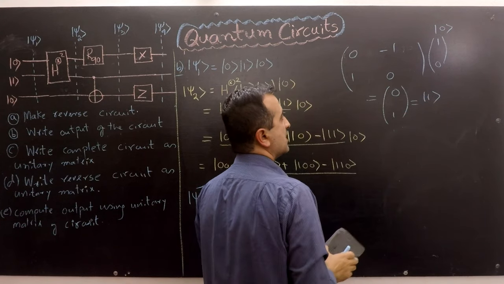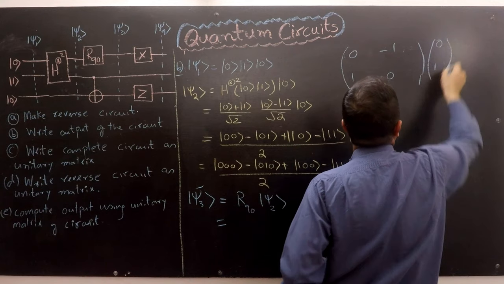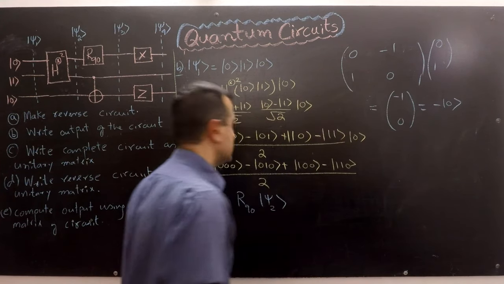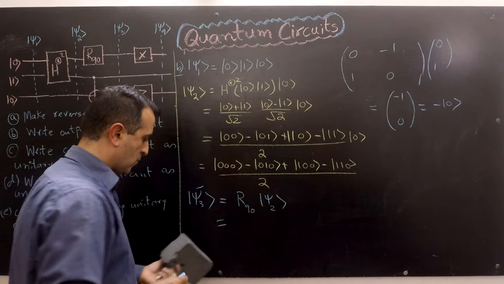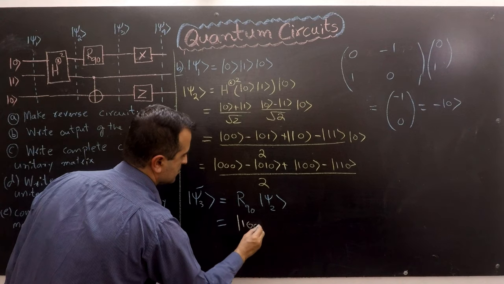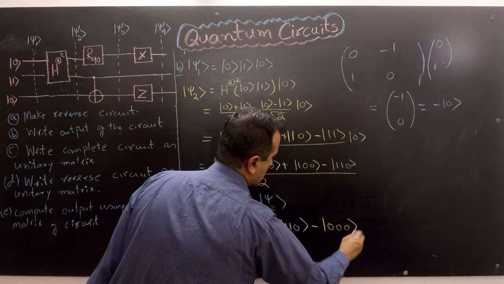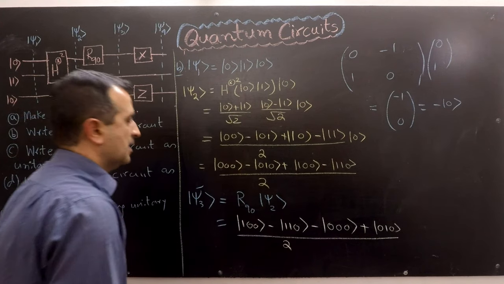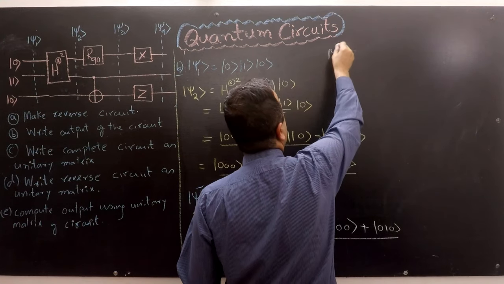Similarly, I apply this rotation gate on |1>. In this case, I have here |1>, which is (0, 1), and my answer is going to be (-1, 0). And this is equal to minus |0>. So whenever I find |1>, I'm going to change it to minus |0>. So my output of |ψ3 bar> will be equal to (|100> - |110> - |000> + |010>), divided by 2.